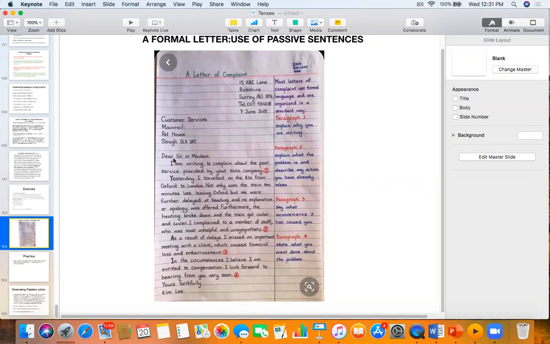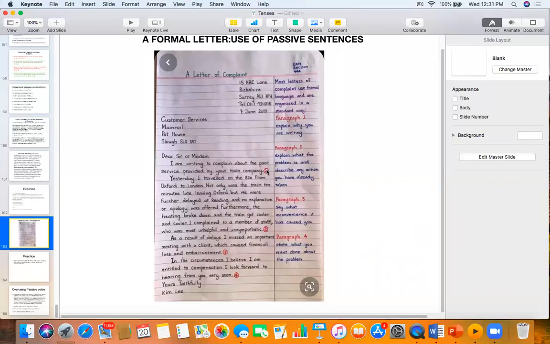Now this is again a business letter, so you have to be very formal. So she is saying, okay, that's her address, and this is the address to whom she's writing. And she's saying, dear sir or madam, I'm writing to complain about the poor service provided by your train company.